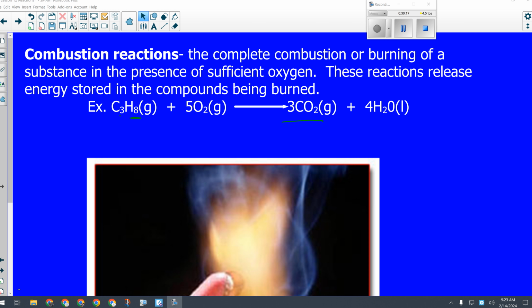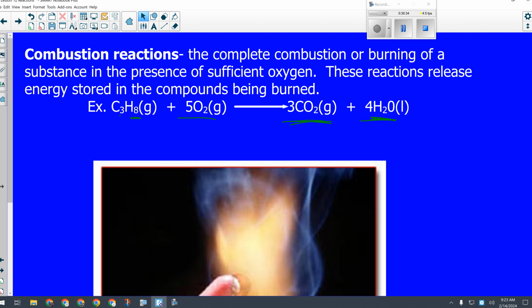How many hydrogens? 8. How many over here? 8. How many oxygens here? 10. How many here? 4 plus 6 more. The oxygen ends up in 2 places in that. Is that okay? It happens quite a bit actually. You always have to look and make sure that an element isn't in more than 1 place in the products, because it can happen, especially if you get 3 products or 4 products. It can get spread out between them all.